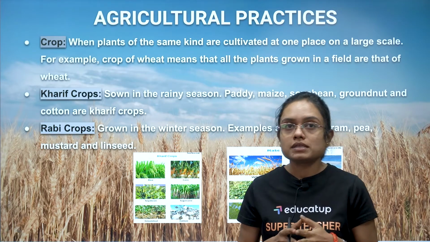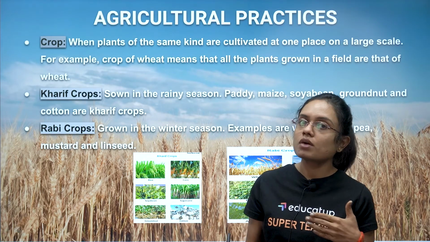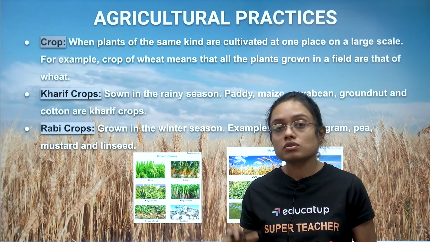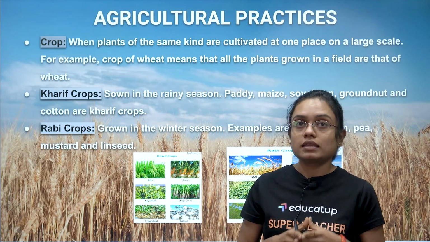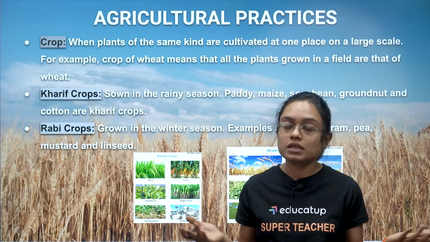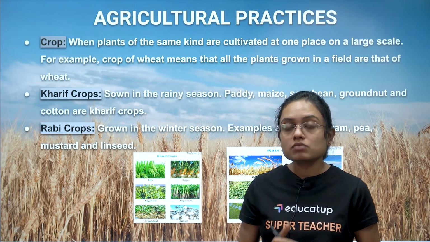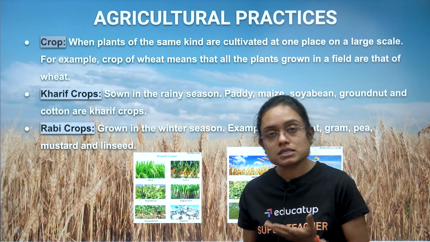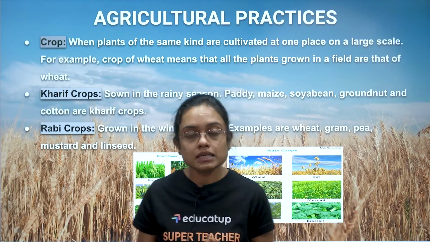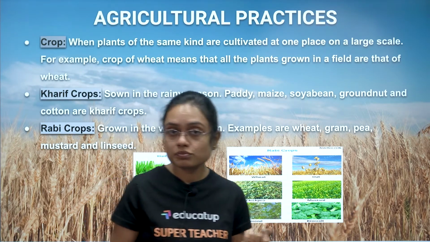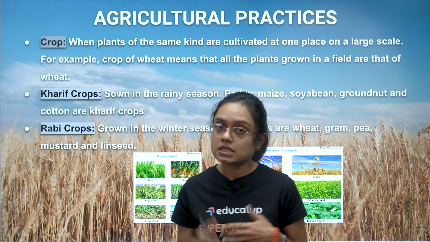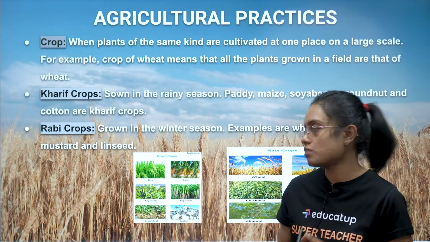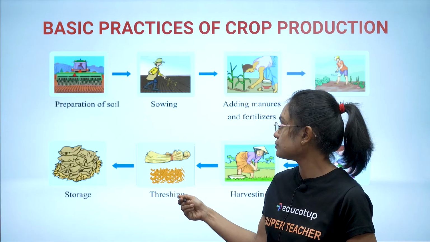Now crops are basically of two types: Kharif crops and Rabi crops. Kharif crops are those crops which are sown in the rainy season. The examples are groundnut, soya bean, cotton. And Rabi crops are those crops which are grown in the winter season. The examples are mustard, linseed, gram, peas, wheat, gehu. Okay. So depending upon the season of sowing, the crops are of two types, that is Kharif crops and Rabi crops. Now let's move ahead.